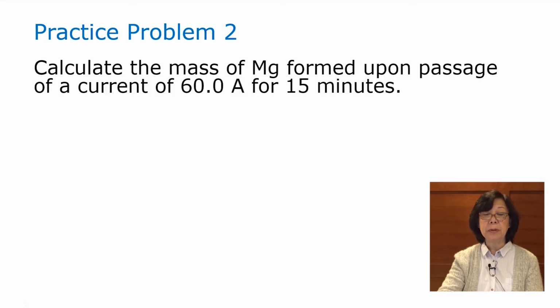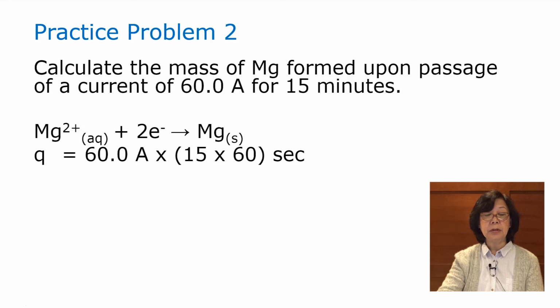Try this practice problem. Calculate the mass of magnesium formed upon passage of a current of 60.0 amp for 15 minutes. And first, we write down the reduction of magnesium ion requiring 2 moles of electron to form magnesium metal. Now, the Q, the charge, is equal to 60 amp times 15 minutes converted into seconds. So that's 54,000 coulomb of charges.